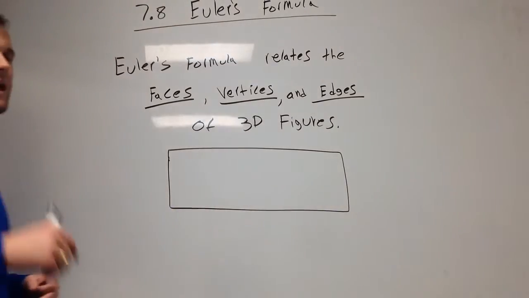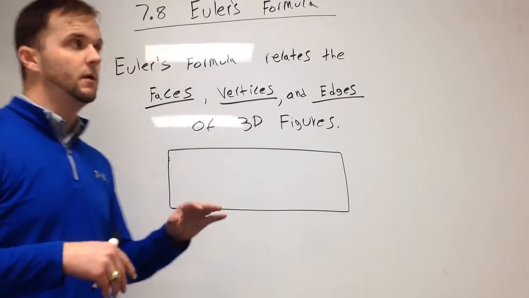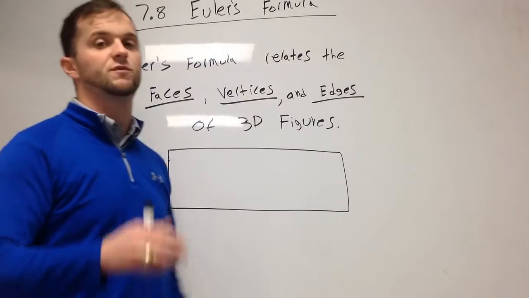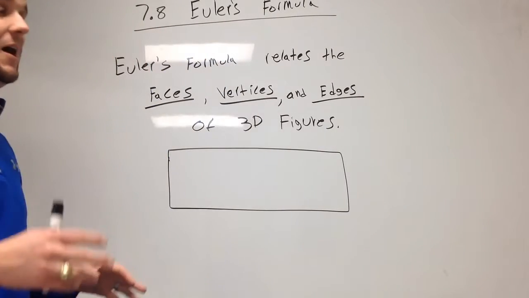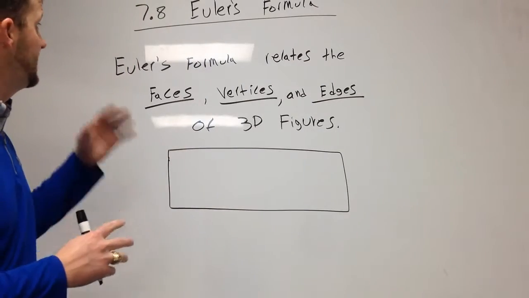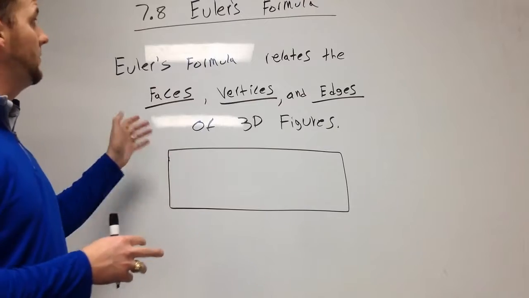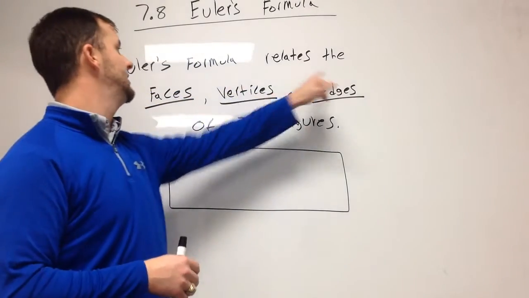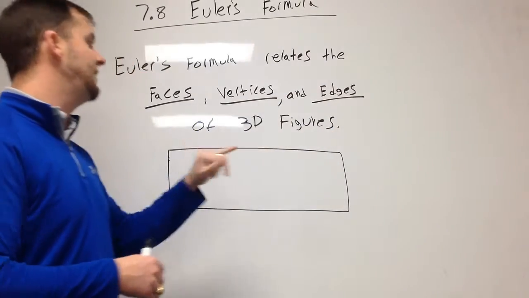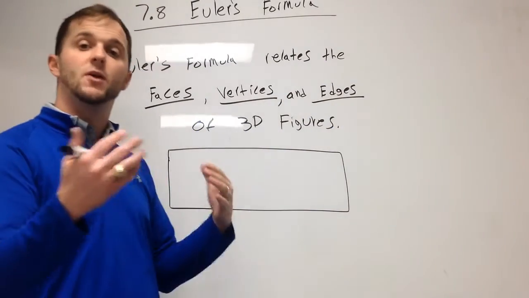Guys, the last thing that we're going to learn in Unit 7 is actually pretty easy. We're going to look at 7.8, something called Euler's formula. There's this mathematician, good at geometry, and his name was Euler. He came up with a formula that relates the faces, vertices, and the edges of a 3D figure together in an equation.